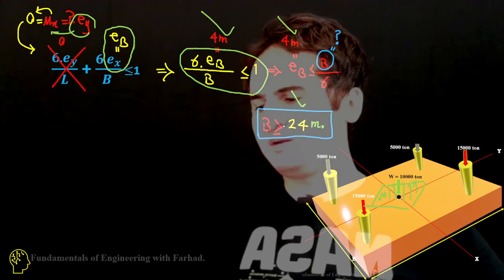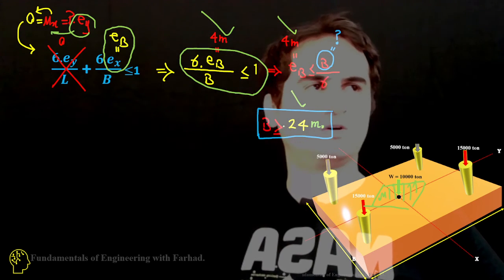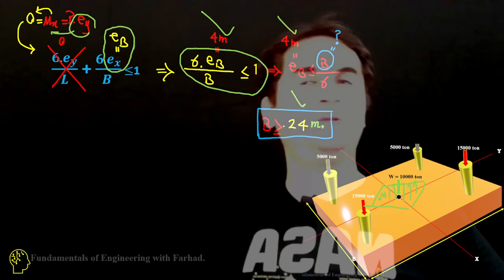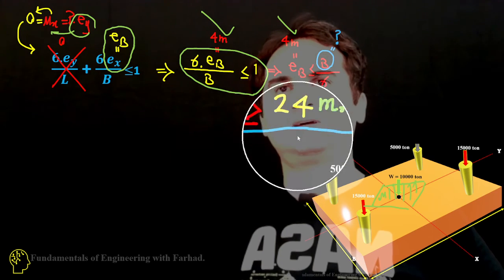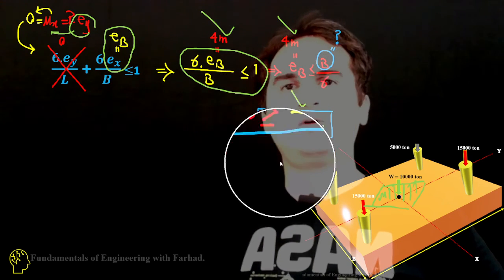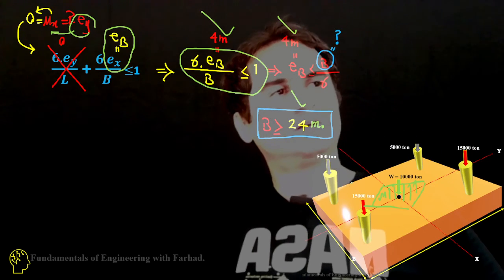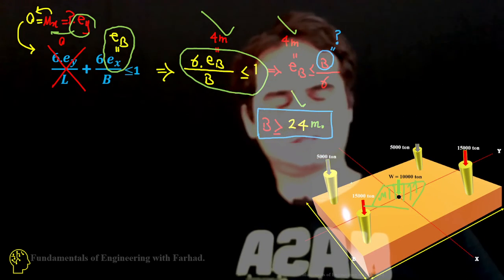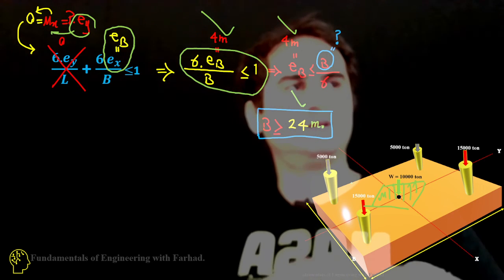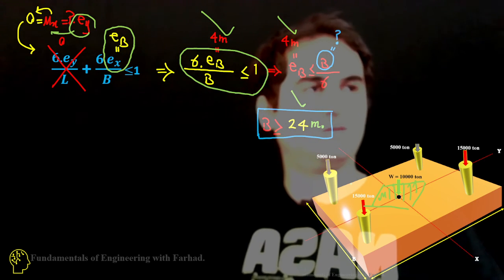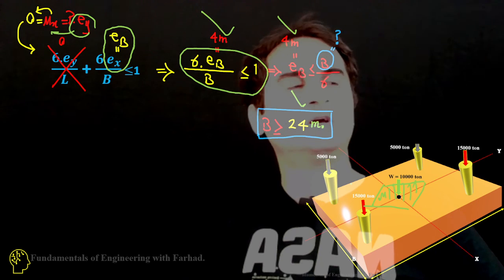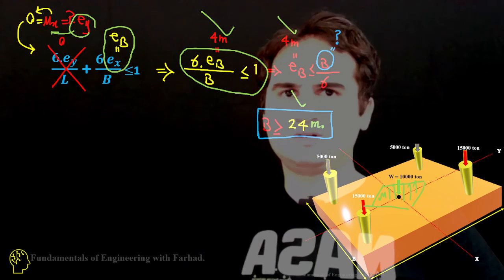It says that if the dimension of this square is equal to or bigger than 24 meters, there is no point in this structure experiencing tension, and this foundation will remain attached to the soil beneath. Thank you, we'll solve more problems.